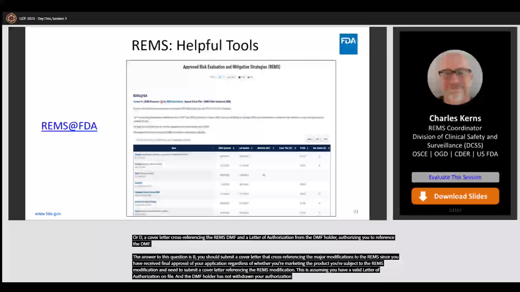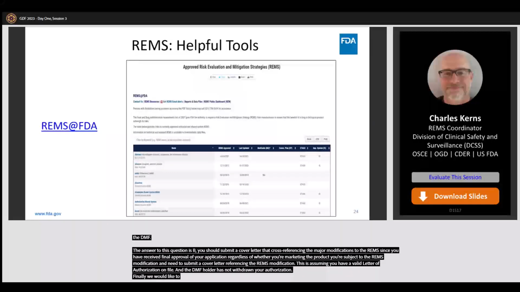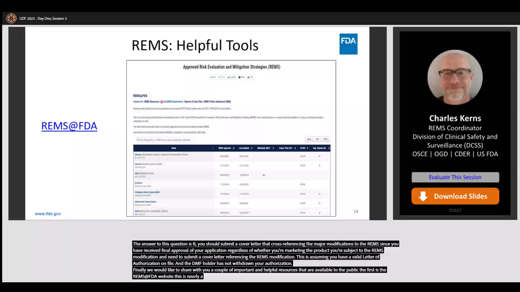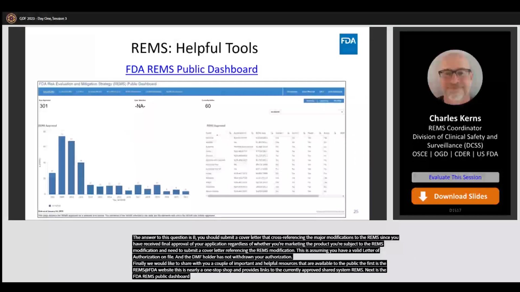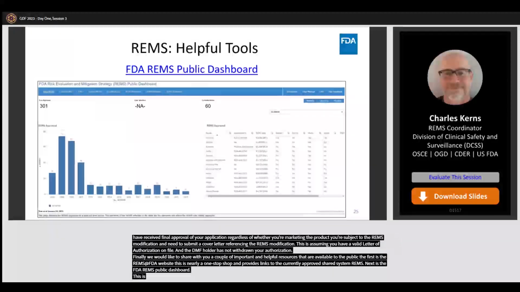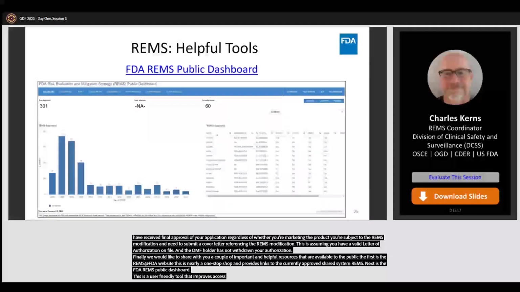Finally, we'd like to share with you a couple of important and helpful resources that are available to the public. The first is the REMS at FDA website. This is nearly a one-stop shop and provides links to the currently approved shared system REMS. Next is the FDA REMS public dashboard. This is a user-friendly tool that improves access to the data regarding medications that have a REMS, and we've included the links on the slides.